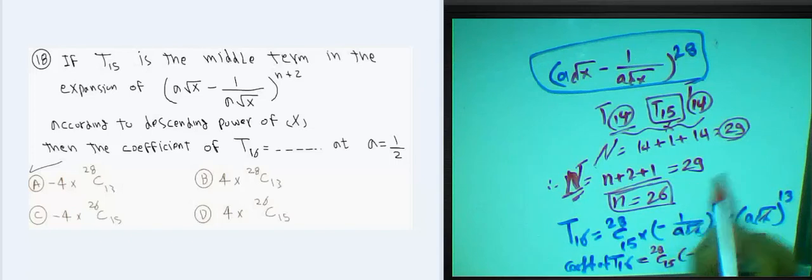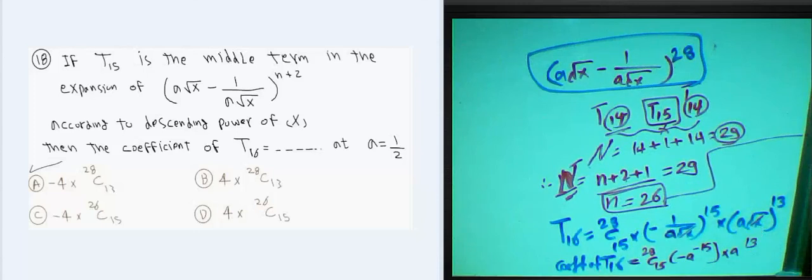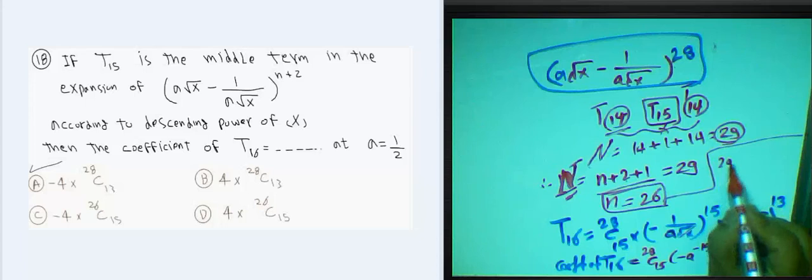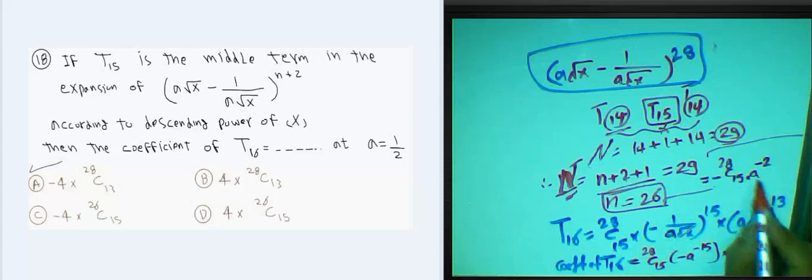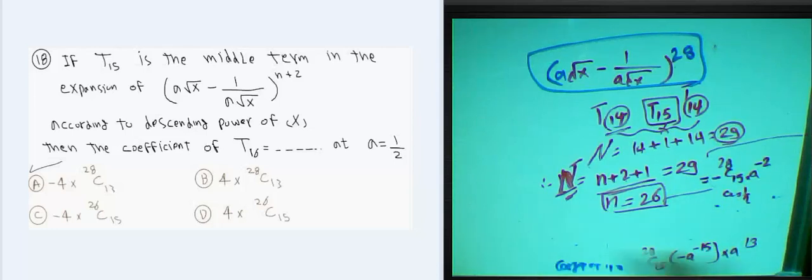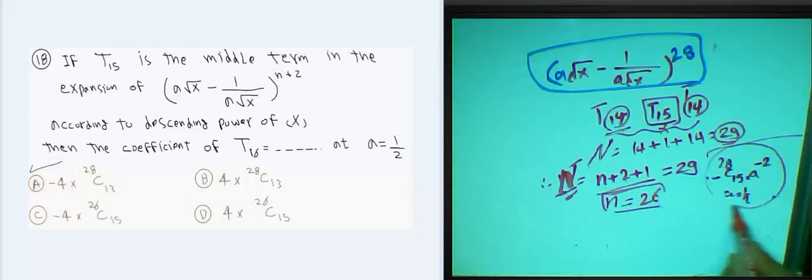You can simplify it here. You can write the simplest form for the coefficient of term 16. It will be 28 combination 15, writing the negative outside. And a power -15 times a power 13 will be a power -15 plus 13, which is -2. You can put a equals half here to simplify this, or find the simplest form of the coefficient.